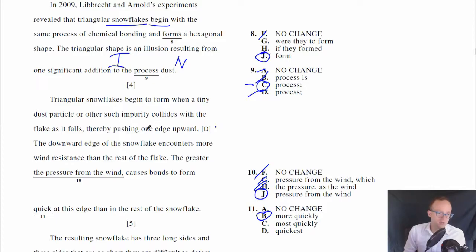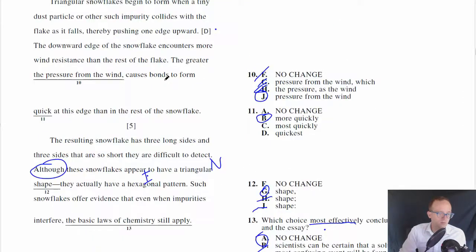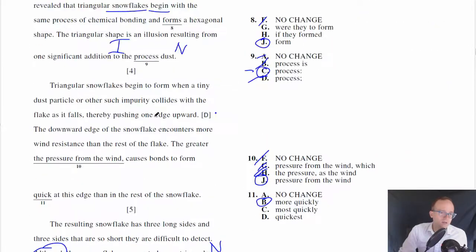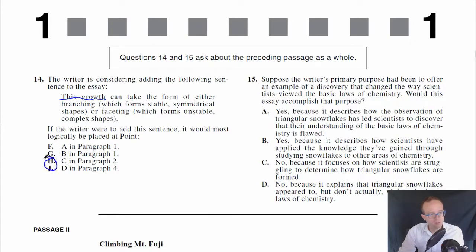D: triangular snowflakes begin to form when a tiny dust particle collides with the flake as it falls, pushing one edge upward. Or C: the flake grows into bigger and more complex hexagonal arrangements surrounding the original hexagonal center. So this growth can either take the form of branching or faceting. Here they actually go directly into talking about how the growth works, right? There's a downward edge of the snowflake, one edge kind of grows more than the other. So this doesn't make sense in the context of D because it talks about a growth that they can't be talking about. So it must be C in this case.